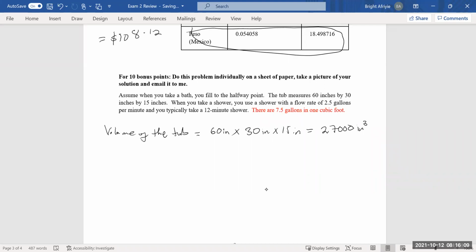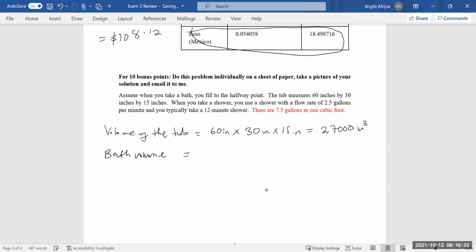Is that okay? Now, when you take your bath, you don't fill this tub to the brim, or all the way up. You fill it halfway. So that is the bath tub volume. So the bath volume.